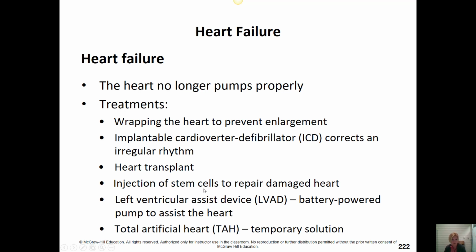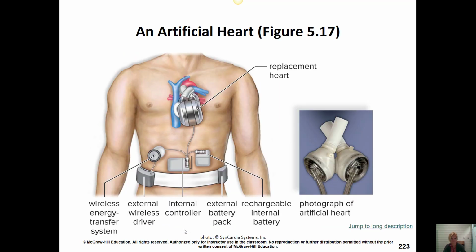Sometimes we can inject stem cells to repair the damaged part of the heart. That is not a common treatment. That's kind of an innovative up-and-coming treatment. Some people have a special device called the LVAD, and that is a battery-powered pump that wraps around the heart and pretty much contracts for the heart muscle. And then an artificial heart can be used for people who have complete heart failure and are on the transplant list waiting for a real heart from a donor.